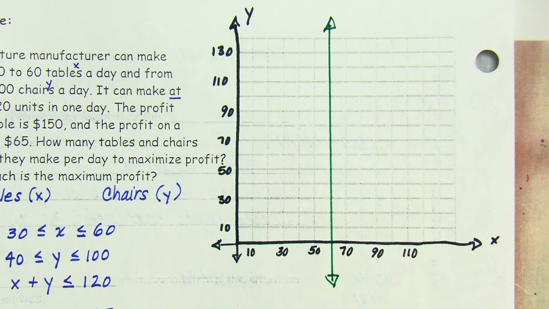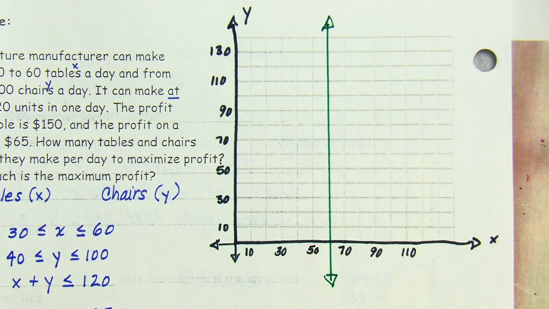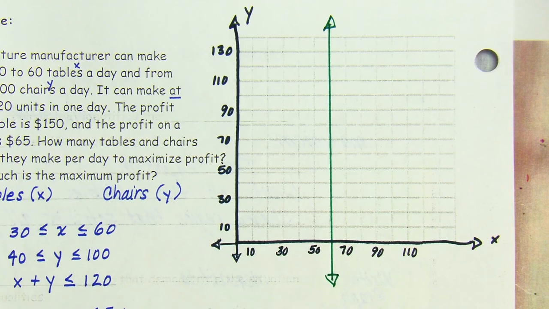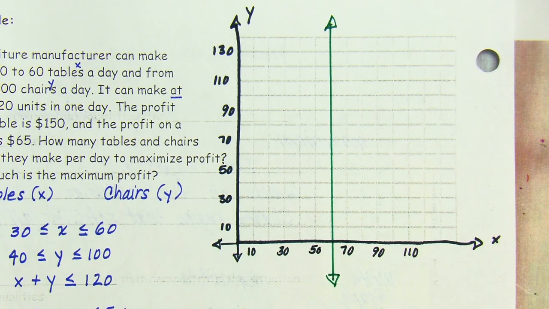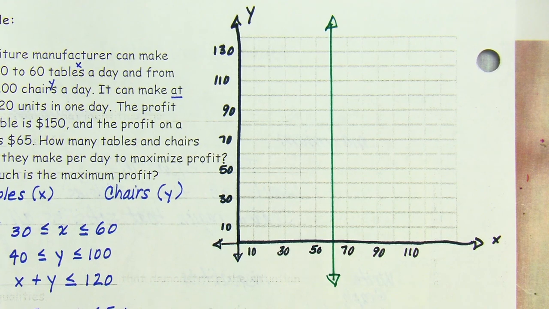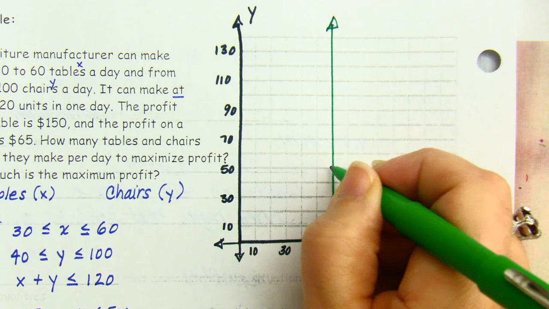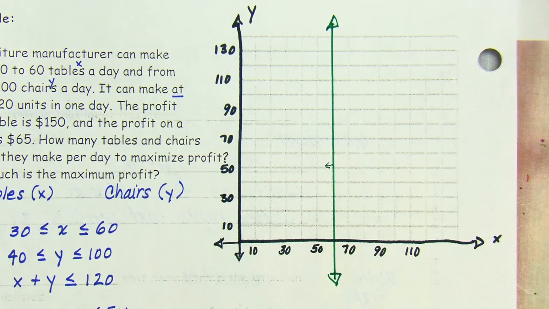I can test 0, 0, right? So if I'm testing 0, 0, I would be shading left. Yeah, because that would be a true statement. 0 is less than 60. So I'm going to say with respect to this line, I'm shading to the left.